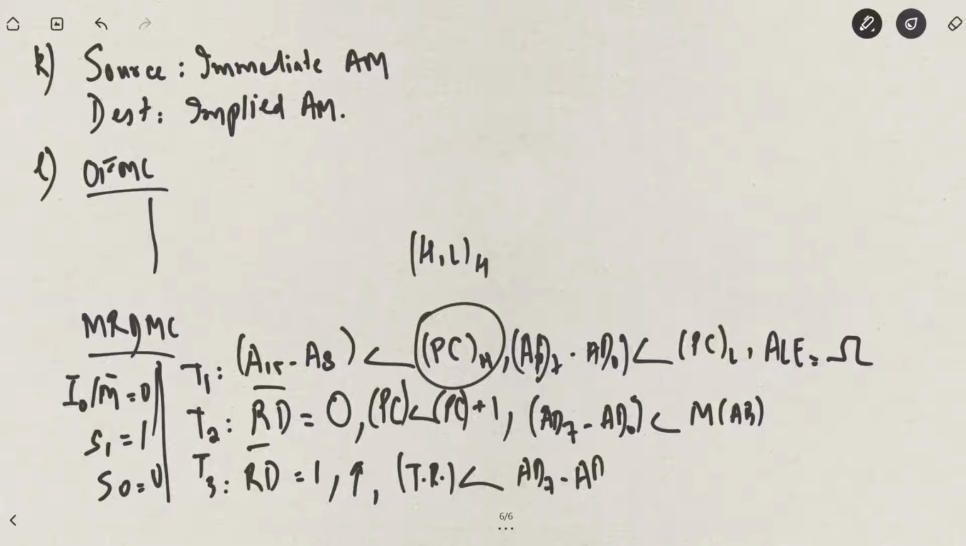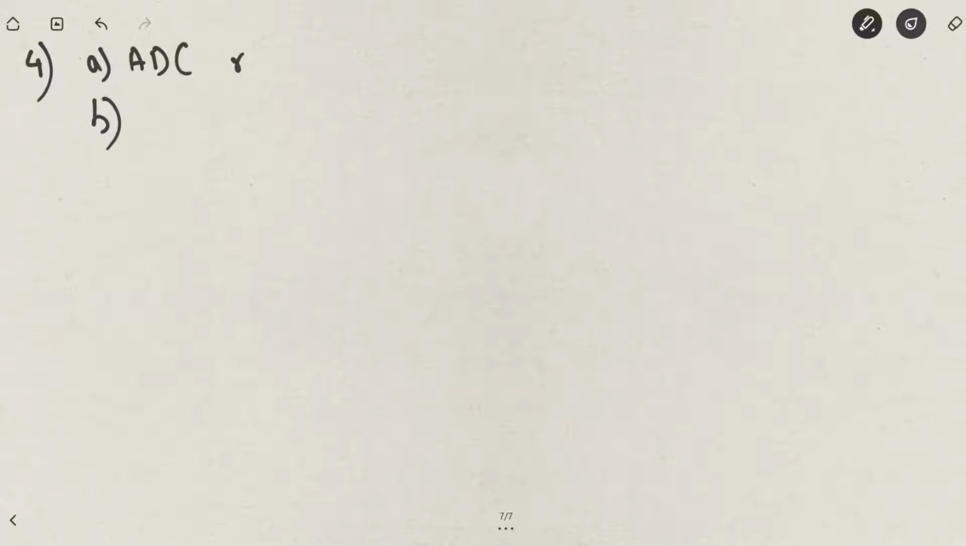So after that, this temporary register will be added with the accumulator. That's actually implied, and for that we do not have a separate machine cycle in the microprocessor. So these are 3 instructions. Fourth instruction is ADCR. So what does this do?